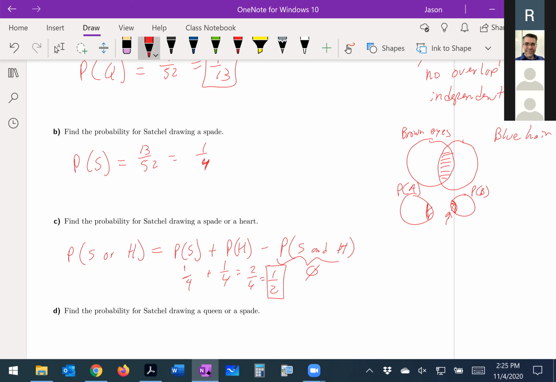Okay, now this was when it was independent. Remember, those were two circles that had no overlap. Probability of spade and probability of heart, we just add them together.